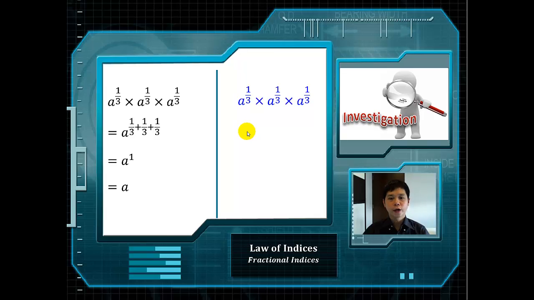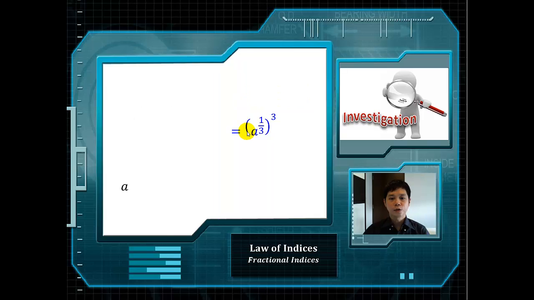Similarly, we can also write it as a to the power of 1/3 cubed, because we multiplied the same term 3 times. Since the left expression and the right expression are the same, we can say that a is equal to a to the power of 1/3 cubed. Now, how do we simplify this equation? Yes, we cube root both sides, and hence cube root of a is equal to a to the power of 1/3.